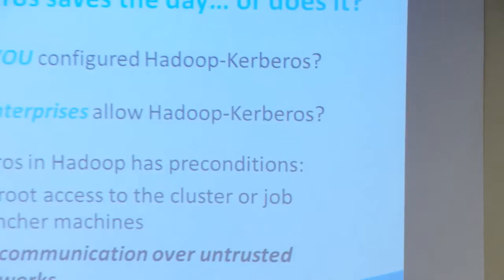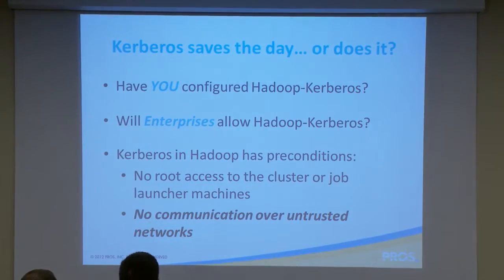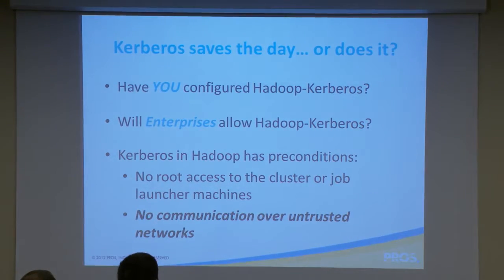So you run into typical IT challenges. And Kerberos in Hadoop has preconditions. It says no root access to the cluster or job launcher machines, which is fair because you can access the key tabs and additional things, right? And no communication over untrusted networks, which again implies that it's a trusted network. If it's a trusted network, then there are other mechanisms that are possible, right? So, can somebody give me an example of a trusted network? VPN? Right, using VPN to connect. Yeah, correct.